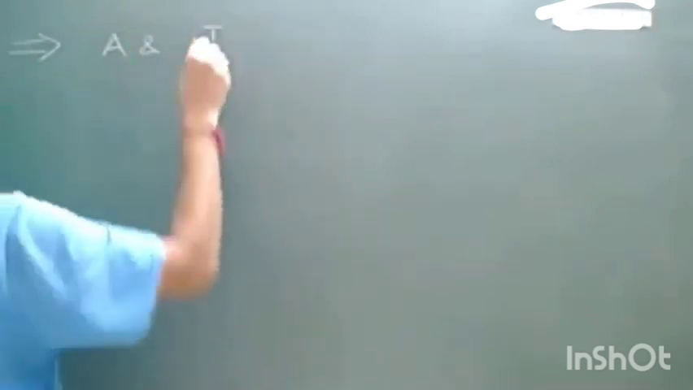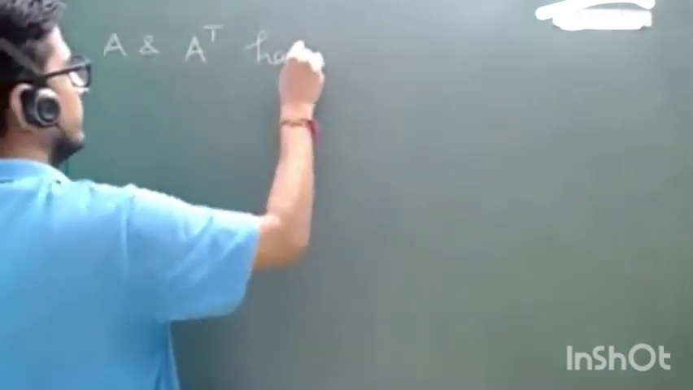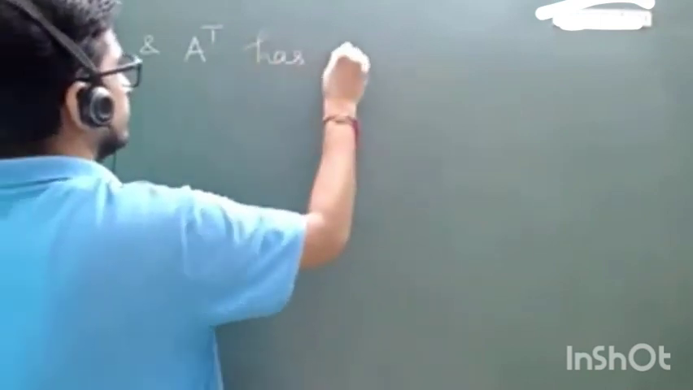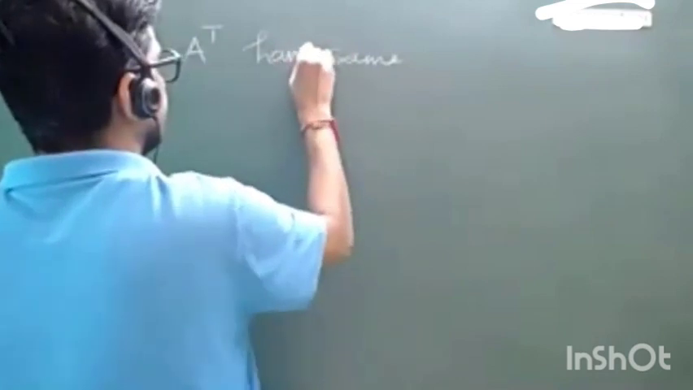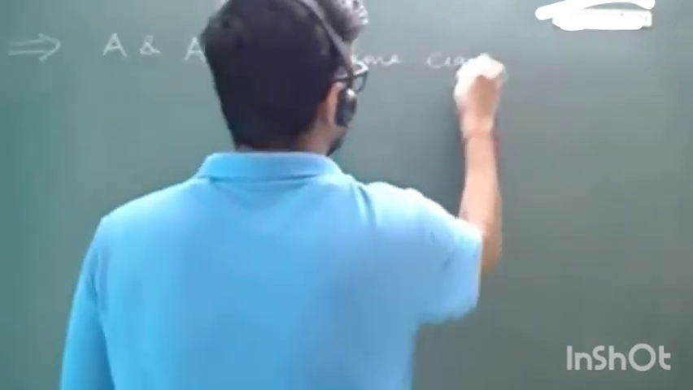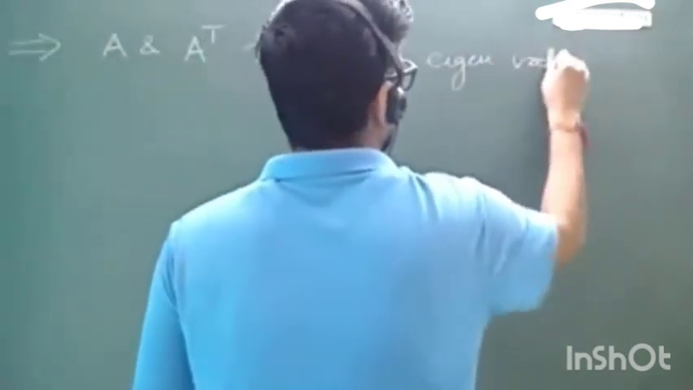Write as a note one important point: A and A transpose have the same eigenvalues. If you write A and A transpose, both will have the same eigenvalues.